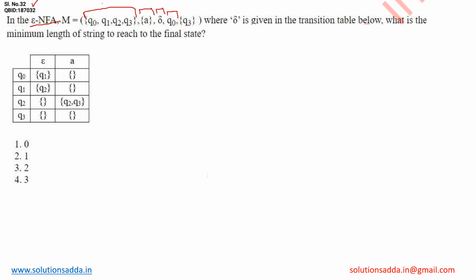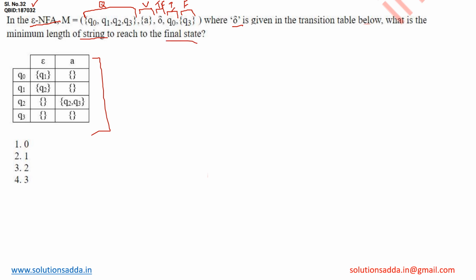Q0 is the first state, and Q3 represents the final state. So here we have the final state and the initial state. This is the transition function, this is the alphabet, and these are the states. The transition function is given in the transition table; here it has been defined in the form of a table. What is the minimum length of string to reach the final state?